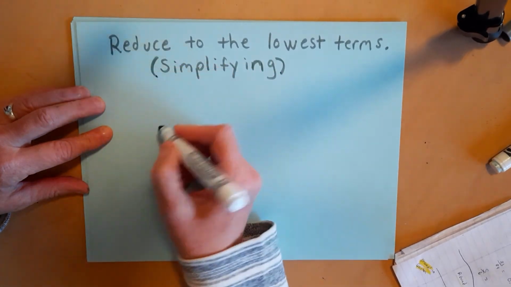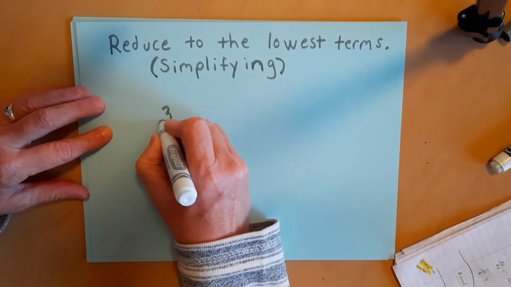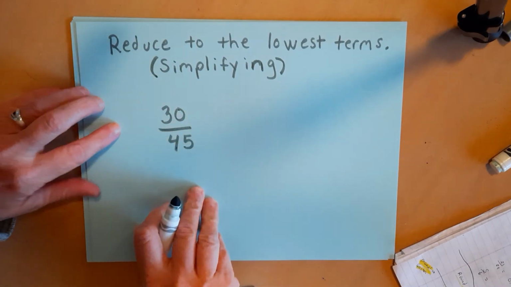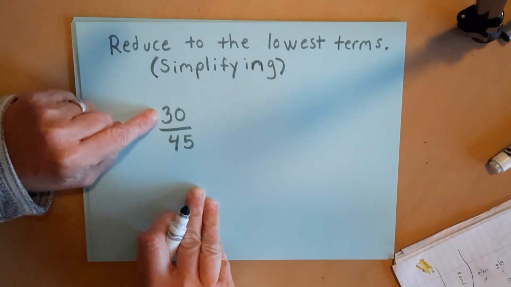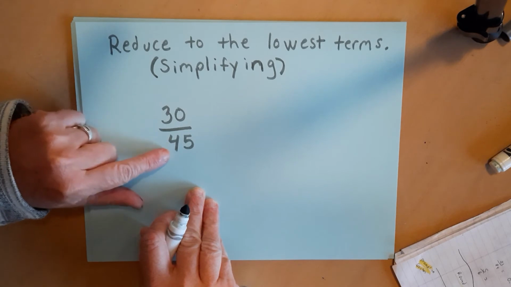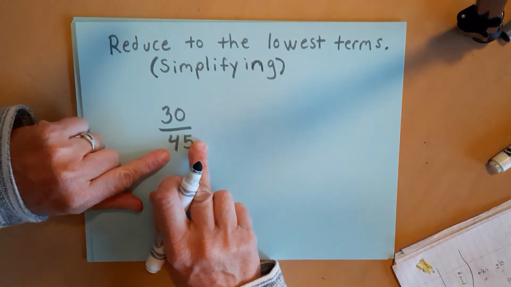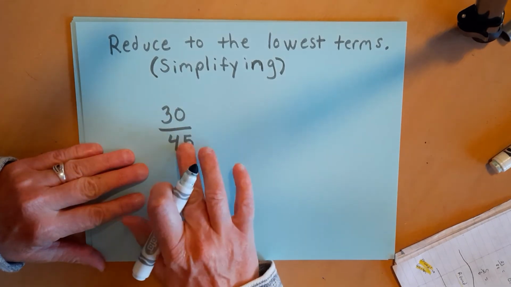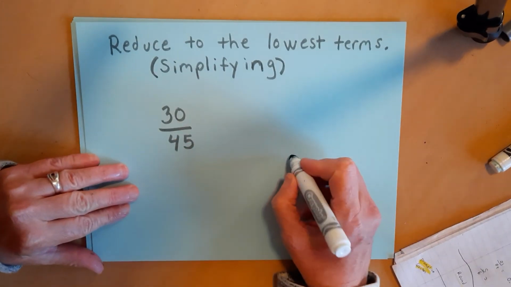So let's take a look at 30/45. This number can be reduced. We can do division to the top and to the bottom in order to get a number that equals this fraction. That would be a lowest terms. Before we do this one, I want to do one that's a little bit easier.